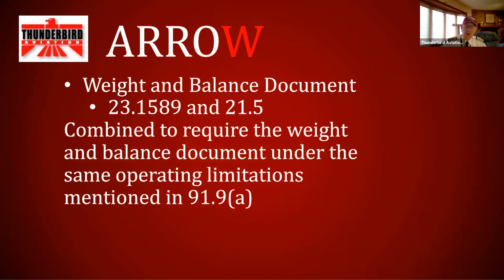The last letter in the word ARROW is the weight and balance document. This is usually put in section 6 of the POH in the airplane, because that's the section that talks about weight and balance. But this document here does not include the arms of the front seats, back seats, baggage, fuel. It doesn't do any of that stuff.